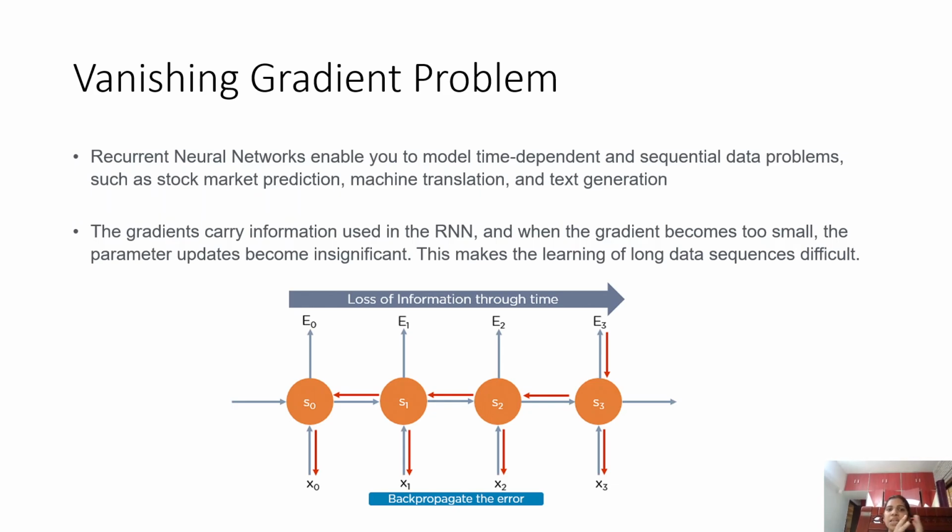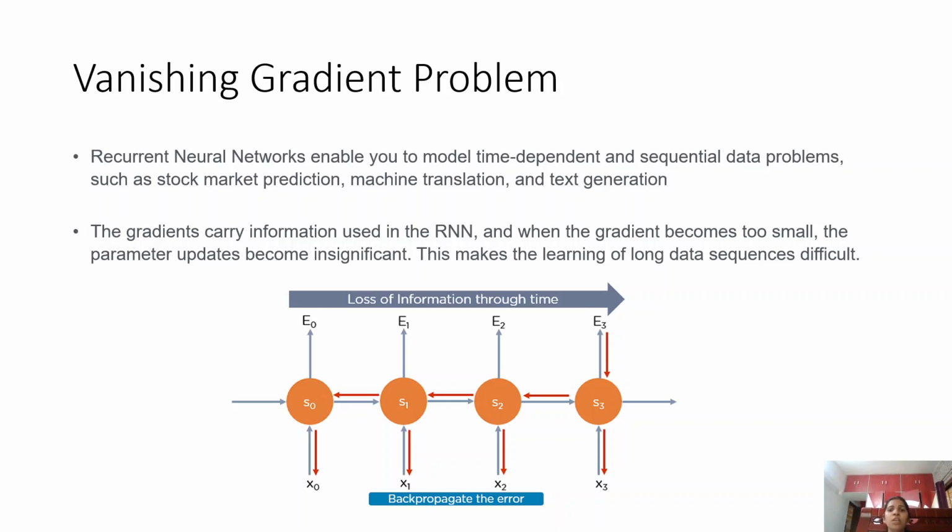Recurrent neural networks enable you to model time-dependent and sequential data problems, as we know. But at times, the gradients that we are passing on from one state to another become too small, and at the end it will be very difficult for the parameters to update. From layer to layer, if this gradient is passing on, the parameters are also updating. That's how finally we reach the problem of parameter tuning, hyperparameter tuning, etc.